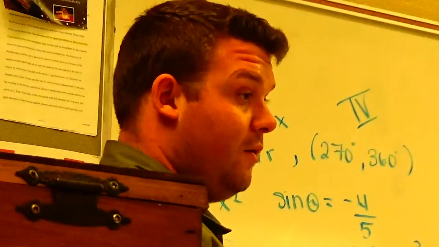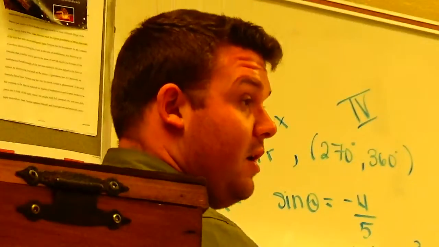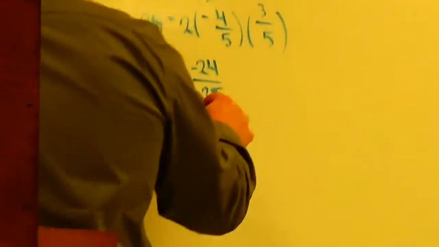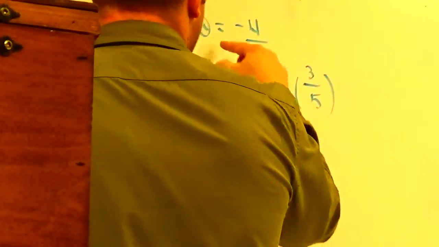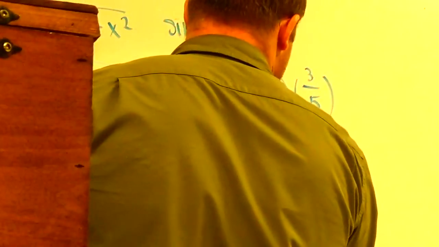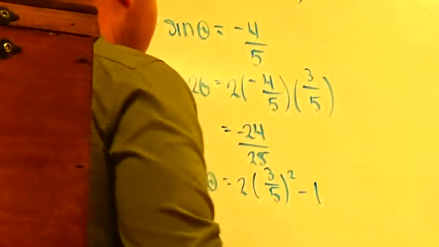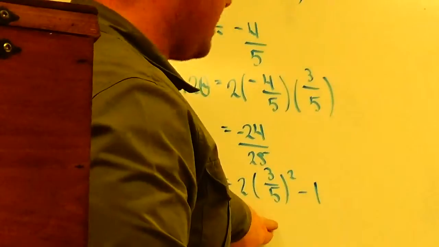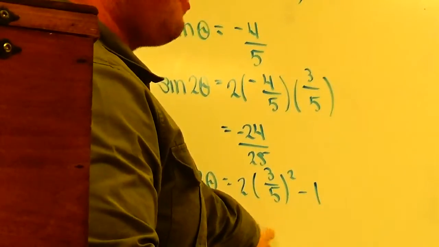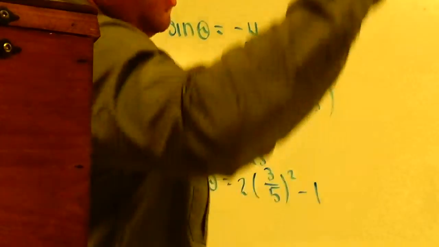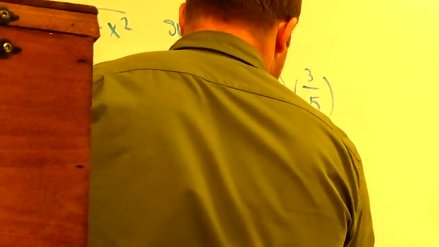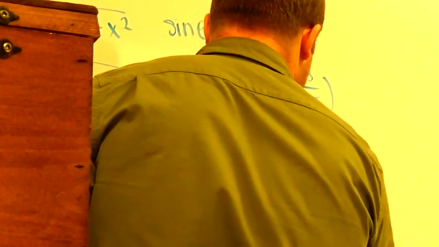Now, for the cosine of 2 theta, there are 3 different equations we can plug into. In my opinion, the easiest one is 2 times the cosine of theta squared minus 1. But first we have to square this fraction. How do we square a fraction? Square the numerator, square the denominator. So we've got 2 times 9/25 minus 1.